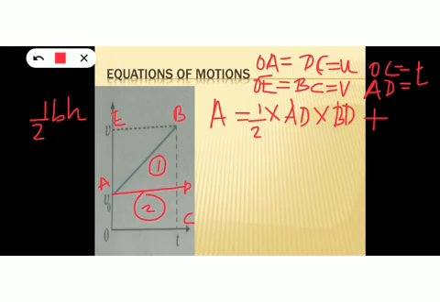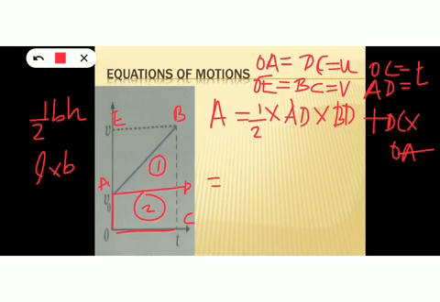Plus the area of the rectangle. What is the area of a rectangle? Length into breadth. That is the equation. So here length is OC, and breadth is OA. Okay. Equal to, then make the necessary substitution.